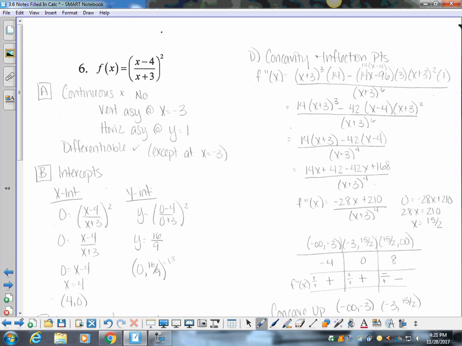Intercepts, I'm going to plug 0 in for my y, just what I've done here. Then I'm going to square root both sides to get rid of the square, and then I'm going to multiply both sides by x plus 3. And that's going to give me 0 and add 4. Very easy. And then I'm going to plug 0 in for my x's and get -4 over 3, but then I'm going to square it and get 16 over 9. So (0, 16/9). And I'm going to go ahead and figure out what that is as a decimal because I know I'm going to have to graph it.